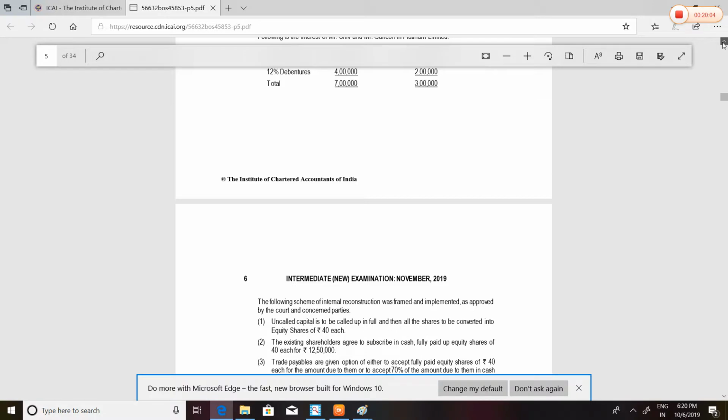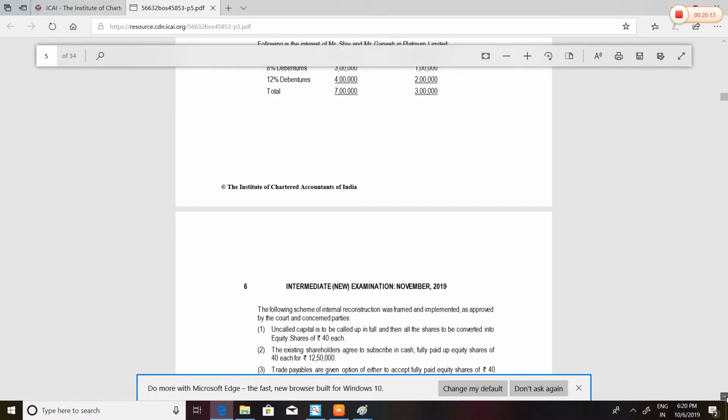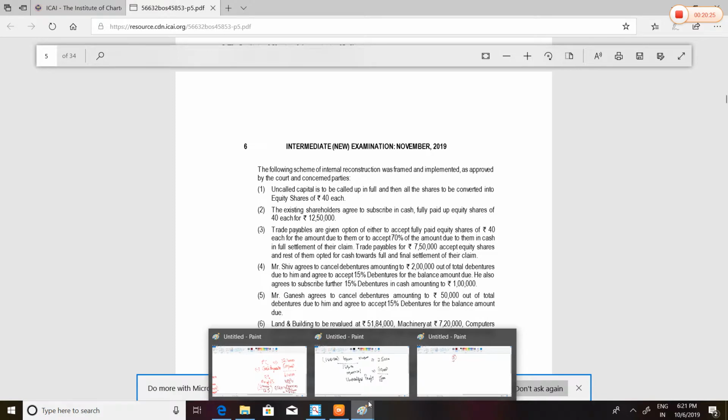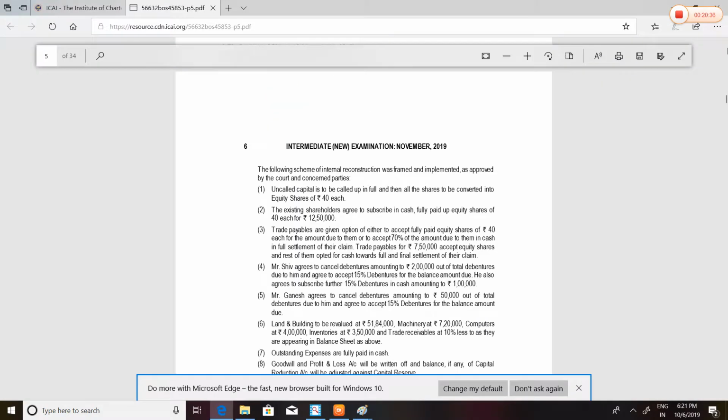Now, there is no outstanding debenture interest, so the entry will also not show debenture interest. I'll be passing the net entry. I also advise you that in the exam, if this question is asked, you should also pass the net entry, not two entries, as it will save your time because you have to write the narrations also.